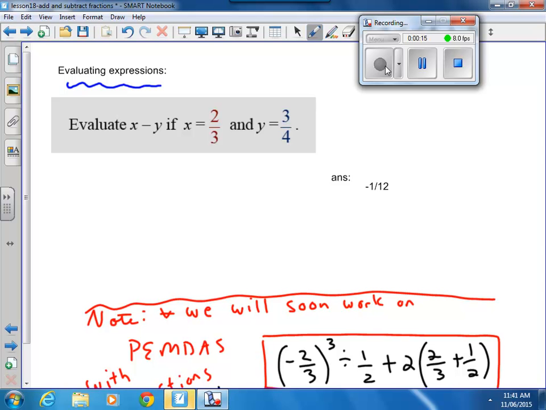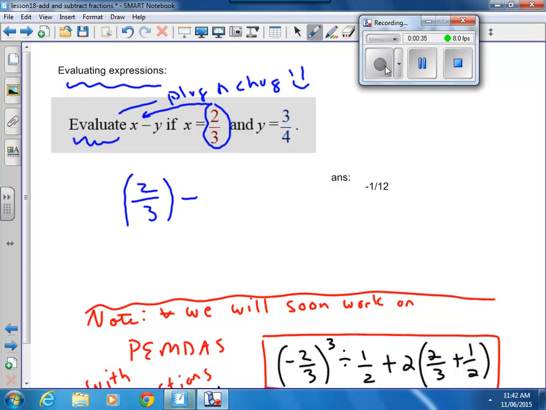Evaluate x minus y if x equals 2/3 and y equals 3/4. So now we start to realize that evaluate kind of means plug and chug, right? Good old plug and chug. So we're just going to take 2/3 and plug it in and replace. I like to think of it more as replacement. I'm going to replace x with 2/3 and I'm going to replace y with 3/4, and voila. Now I've got to think about how I'm going to subtract them.